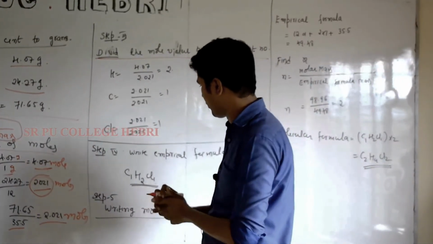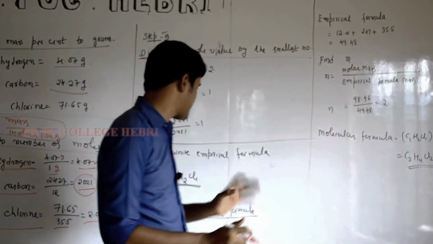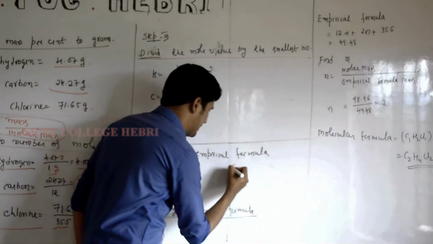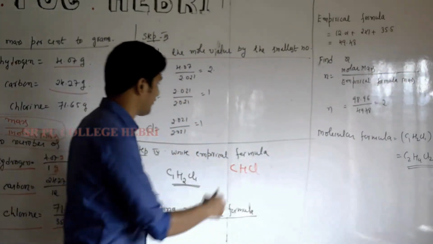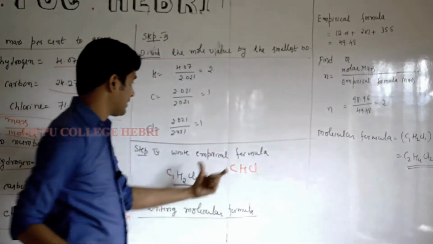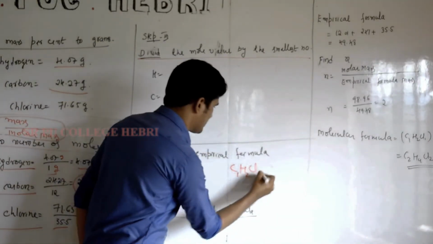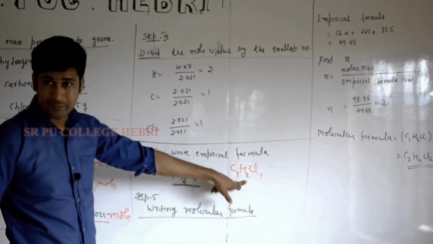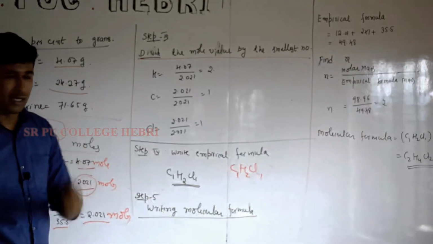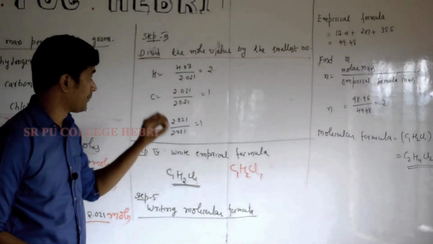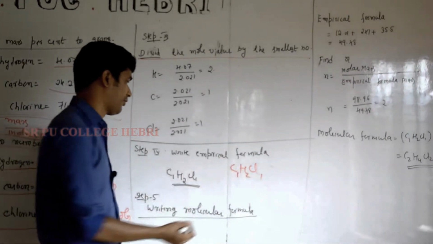So step number 4 is write the empirical formula. How do you write the empirical formula? It's very simple. You write the elements side by side like this, CHCl. Now you write these simple mole ratios as subscripts like C1 and H2Cl1. So this is your empirical formula. After writing the elements side by side, you write these smallest whole numbers as the subscripts. So this is your empirical formula.